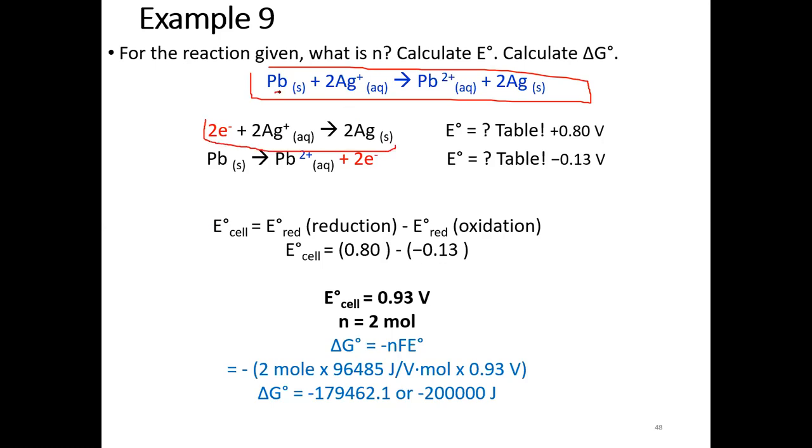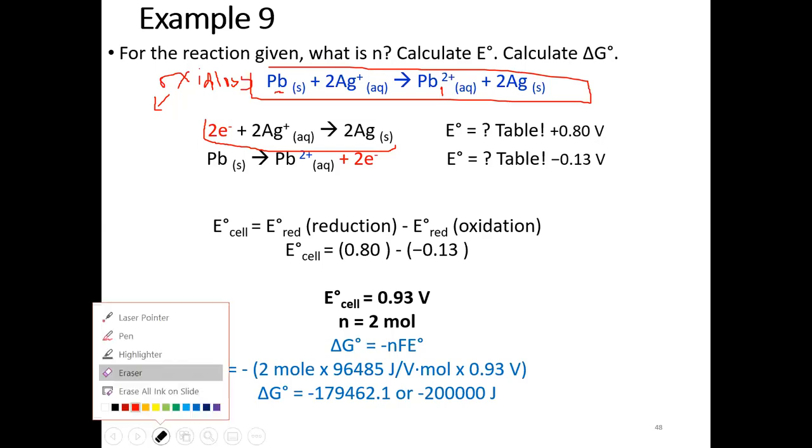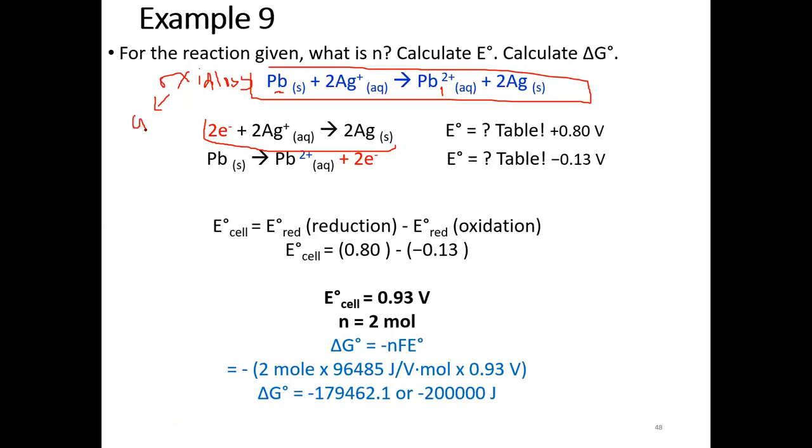Here the loss of electrons at lead means oxidation, right? Oxidation means... cathode. No, oxidation means anode, so that's wrong. Oxidation means anode. Reduction means cathode. Okay, so that means my lead is the anode.